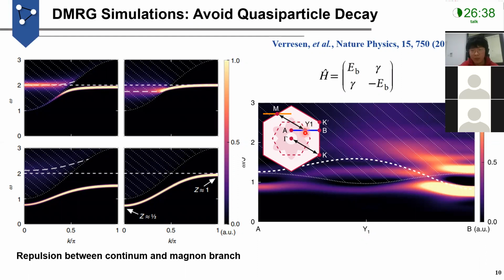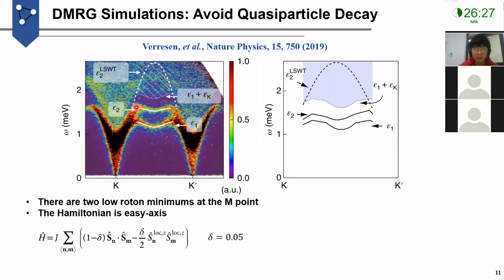As shown by the Y1 point, because the Y1 point is connected by a primitive vector of the magnetic Brillouin zone to the endpoint. It's more clear in these pictures. The epsilon1 is the first magnon branch, and the epsilon2 is the second roton minimum.